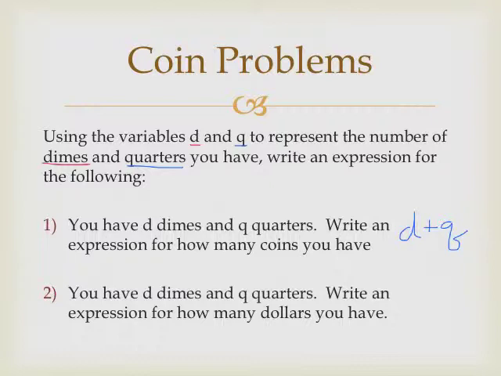So if I had D dimes, how much money is that worth? A dime is $0.10. A quarter is worth $0.25. So if I had D dimes, that means for every dime I get 10 cents. That's 0.10 D. So if I had 15 dimes, I'd have $1.50. And that would be plus, and I have 25 cents for each quarter. So that would be 0.25 Q. So if I had 4 quarters, that'd be 4 times 0.25, that'd be $1. Okay? And that's how I'd write that expression.